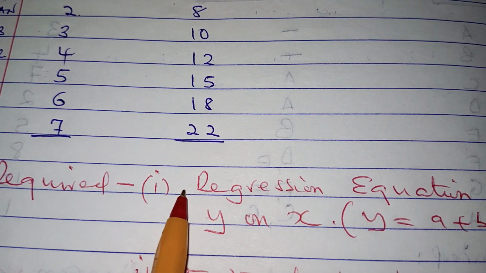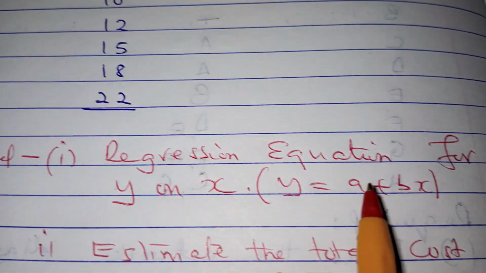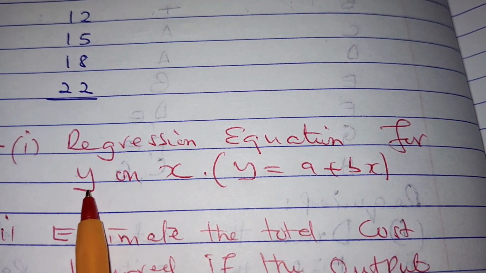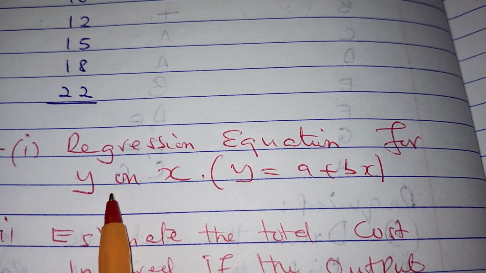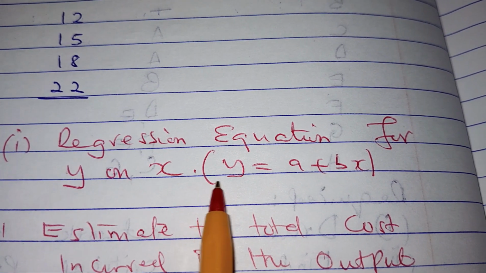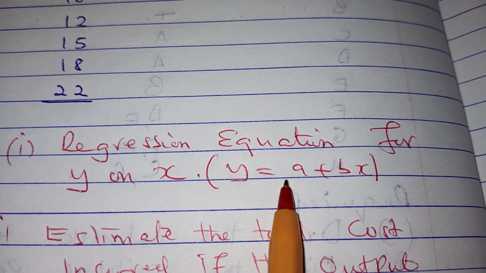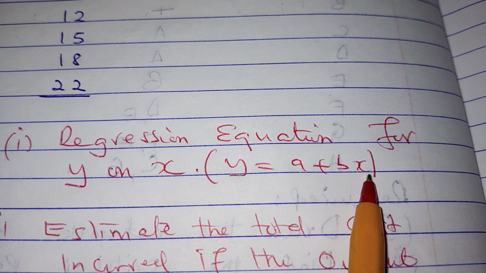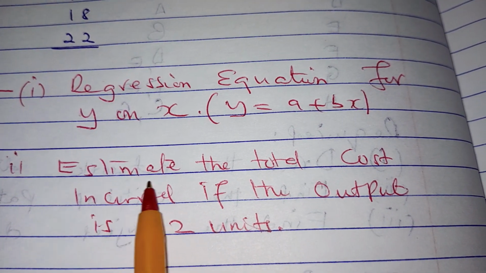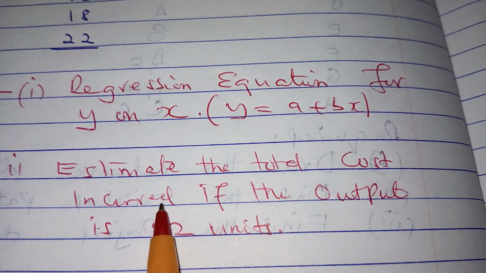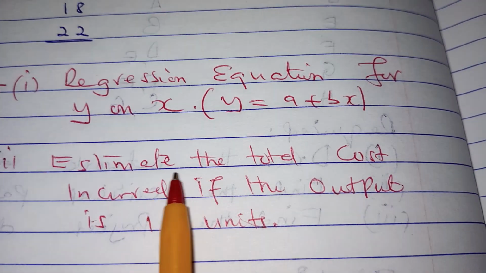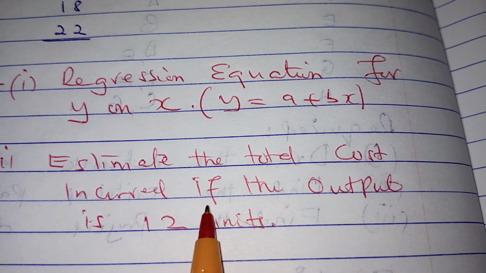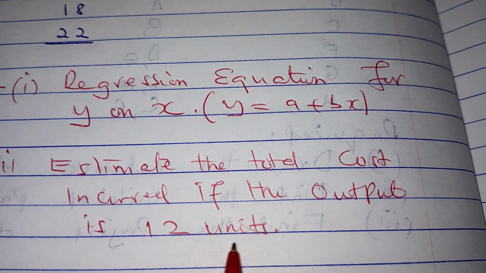Then the questions required. Roman 1: find the regression equation for y on x, in the form y is equal to a plus bx. Number 2: estimate the total cost incurred if the output is 12 units.